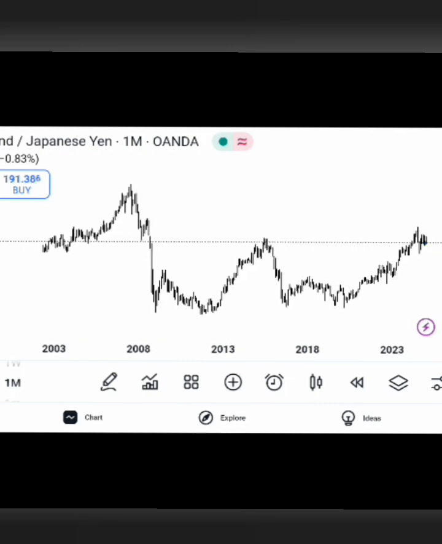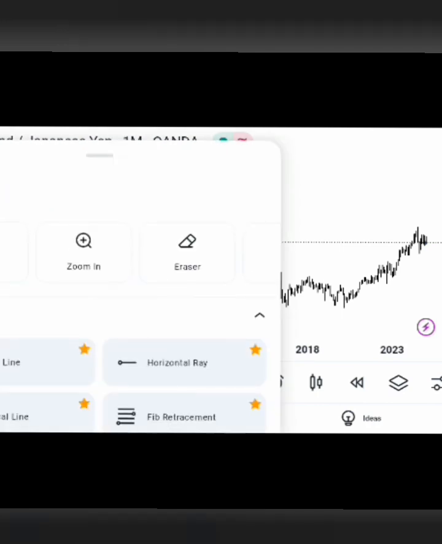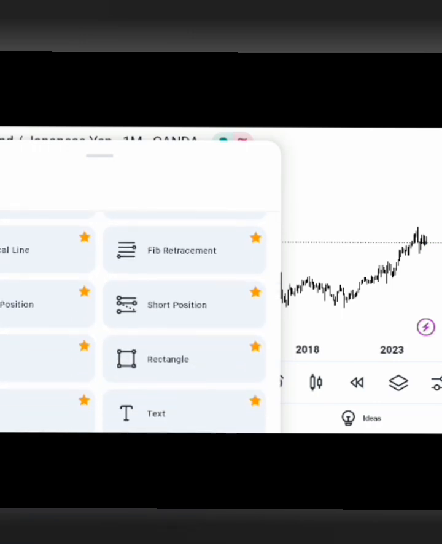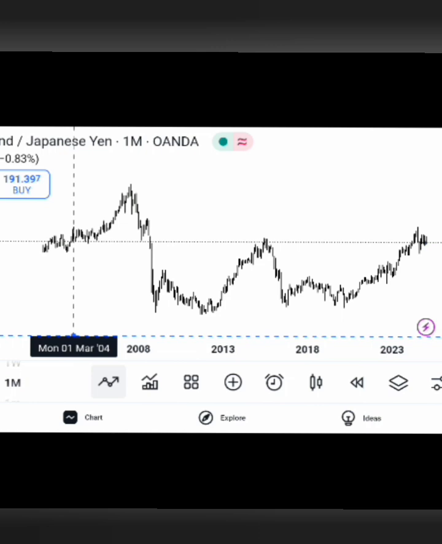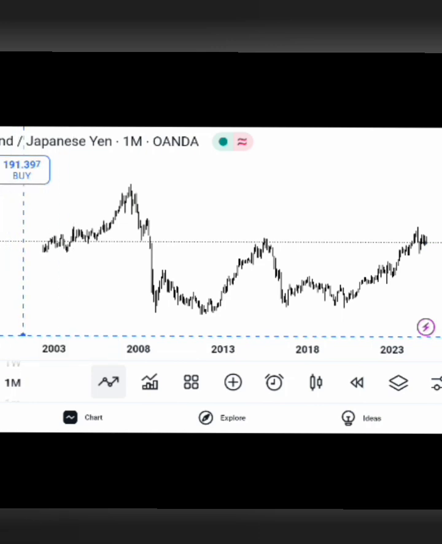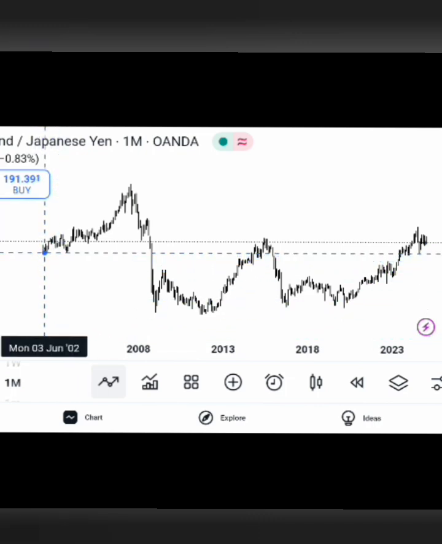According to the record that we have in GBPJPY, from the 1 month interval, you can see this is 1 month, isn't it? It means it takes 1 month for each candle to form, right? It takes 1 month for each candle to form. So let's take the structure.